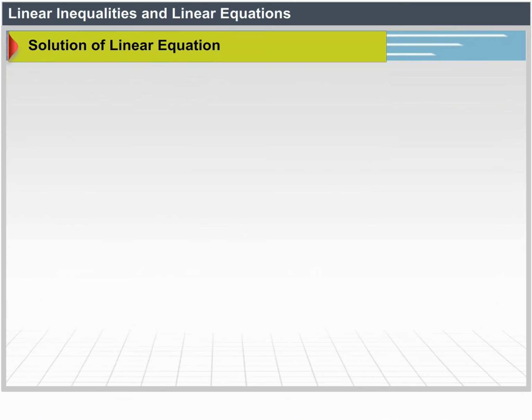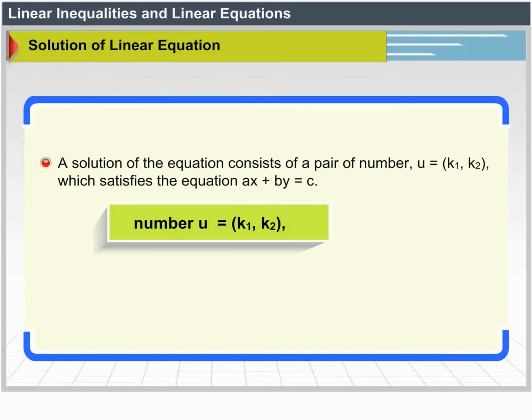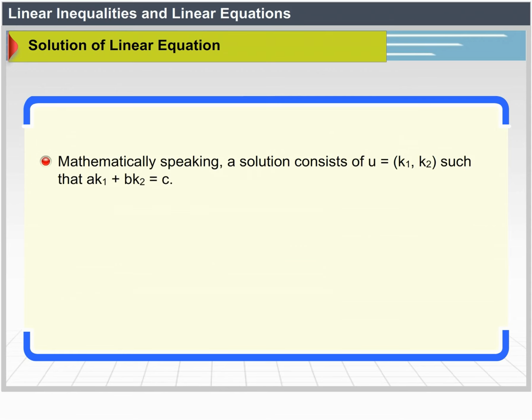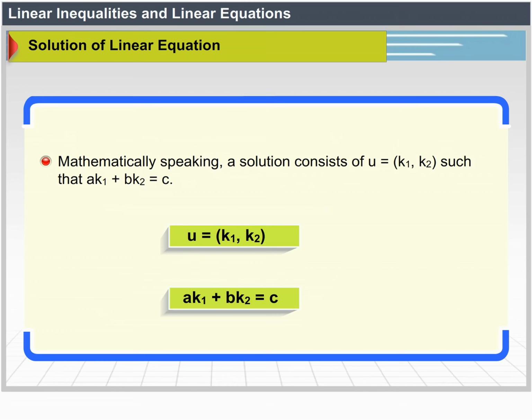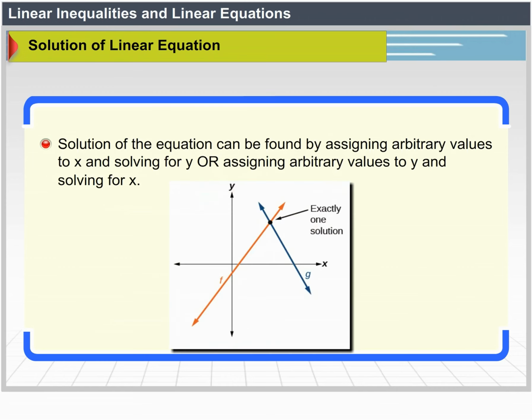Solution of linear equation. A solution of the equation consists of a pair of numbers u equal to (k1, k2), which satisfies the equation ax plus by equal to c. Mathematically speaking, a solution consists of u equal to (k1, k2) such that a k1 plus b k2 equal to c. A solution of the equation can be found by assigning arbitrary values to x and solving for y, or assigning arbitrary values to y and solving for x.